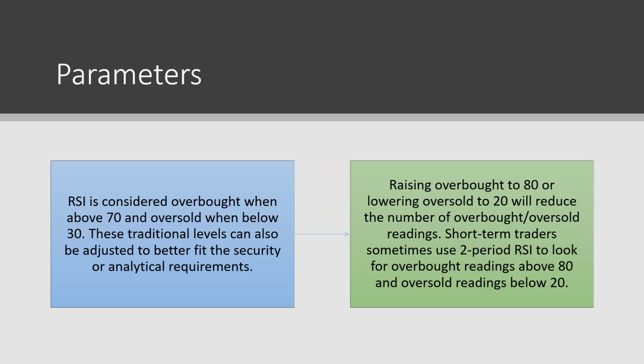So RSI is considered overbought when it's above 70 and oversold when it is below 30. These traditional levels can also be adjusted to better fit the security or the analytical requirement.